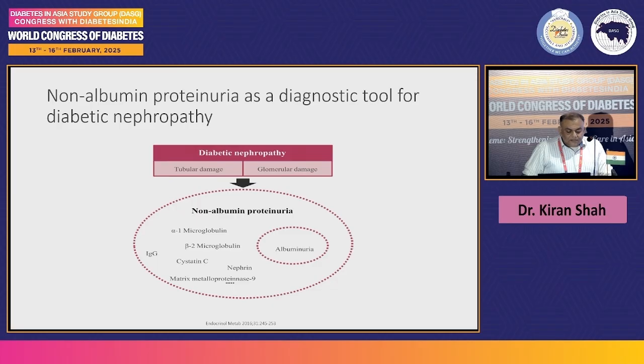Now, what about the biomarkers for non-albuminuric diabetic kidney disease? We have alpha-1 microglobulin, which is much more stable as compared to beta-2 microglobulin. We have nephrin, we have MMP9, and the immunoglobulin.